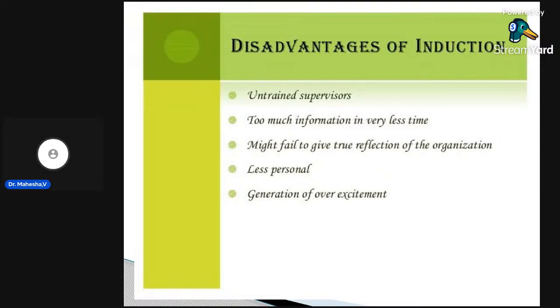Might fail to give a true reflection of the organization. Sometimes they may not give the true information. False information may be reflected among the employees, and based on that, they work. Less personnel, generation of over excitement. They try to create excitement among the employees, and they may create more than actually required.